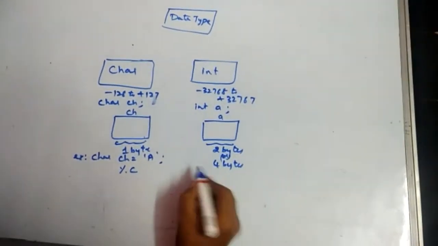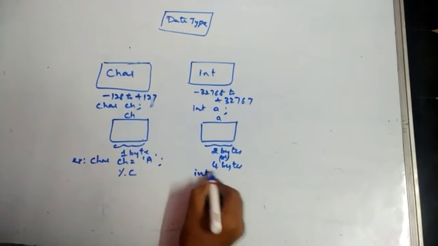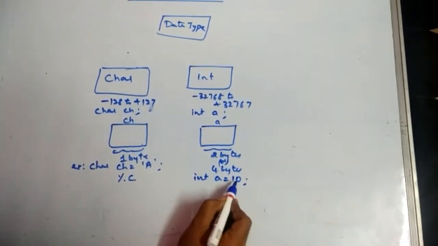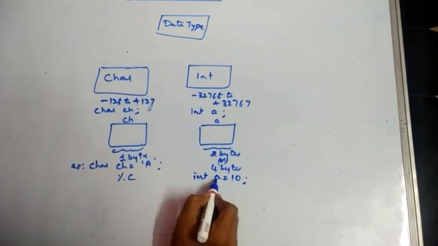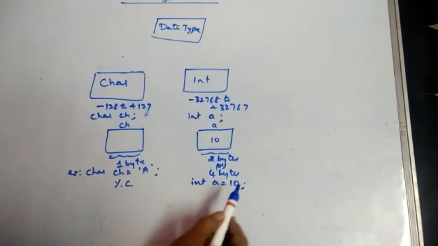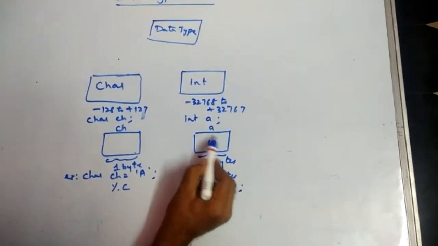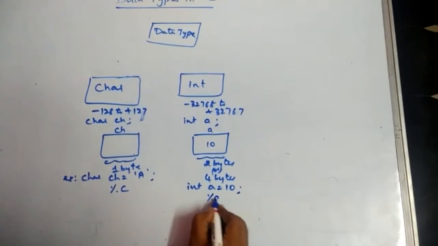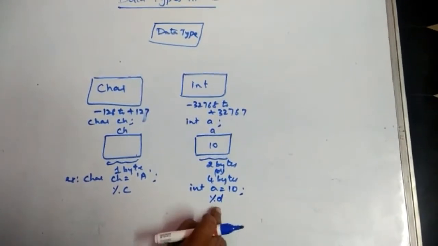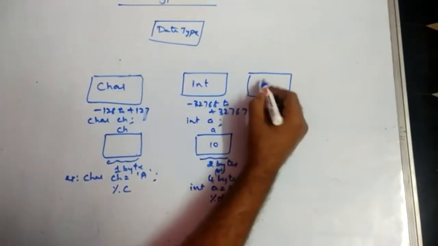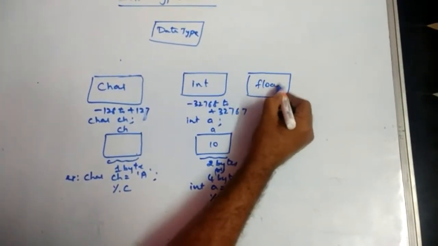For example, int a = 10. Here we are assigning the whole number 10 to a variable called a. So 10 will be stored in this memory location. Before that, a junk value will be stored in this memory location. The format specifier used here is %d, indicating decimal. The next data type is the float data type.